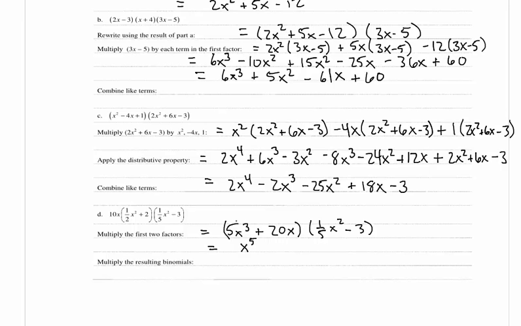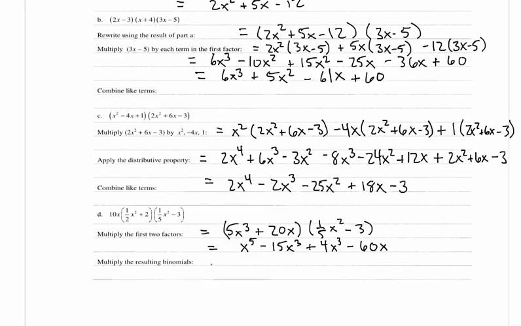And now we're going to multiply our outer terms. So we have 5x cubed times negative 3, negative 15x cubed. And now our inner terms, 20 times 1/5 is 4, and x times x squared is x cubed. And then we have 20x times negative 3, negative 60x.